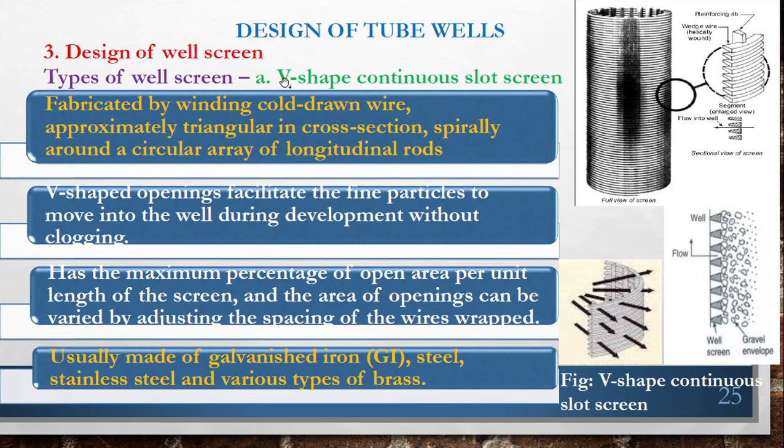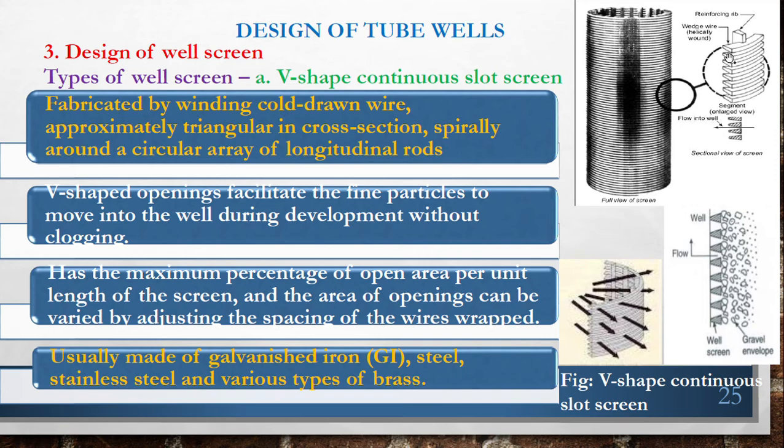The first type is the V-shaped continuous slot screen. Here we have a number of cylindrical rods placed in a circular array. Now we are winding a wire around that circular array of rods. The shape of the wire should be wedge shape, a helically wound wedge wire. Wedge means a triangular shaped wire.